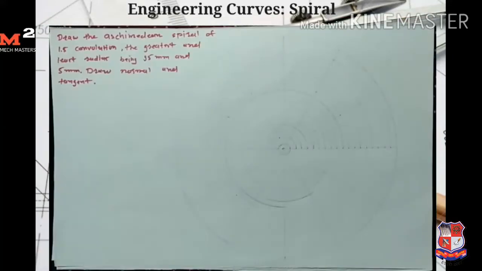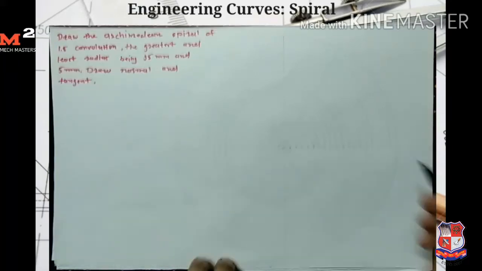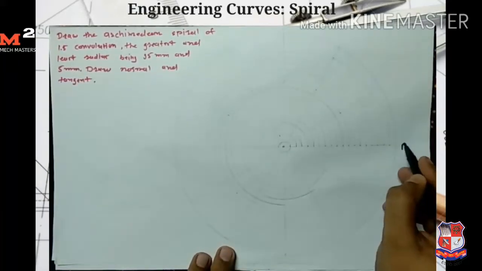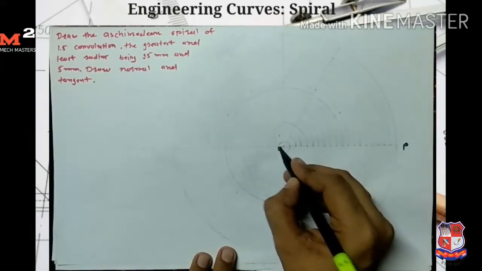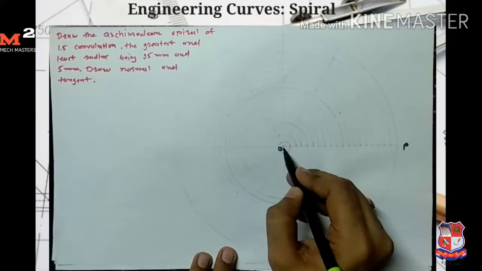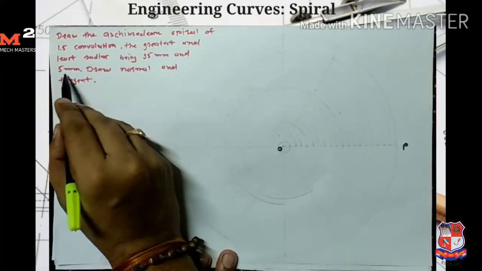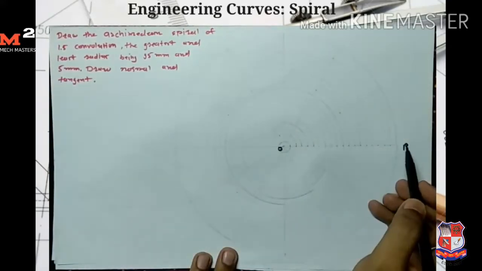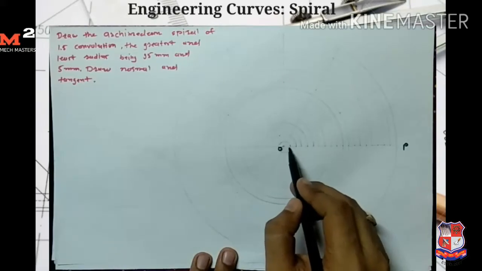Let's come to the second problem. In this problem, it is given to draw the Archimedean spiral of 1.5 convolution, the greatest and least radius being 95 mm and 5 mm respectively. Draw the normal and tangent. So here, if I take point P here and the center O here, then point P does not reach the point O, because the least radius given is 5 mm. So point P reaches up to 5 mm distance from point O.